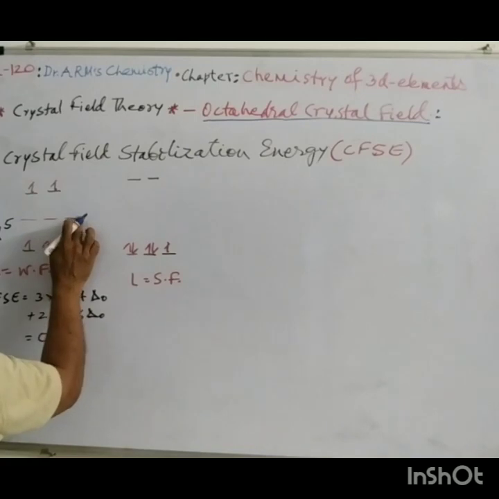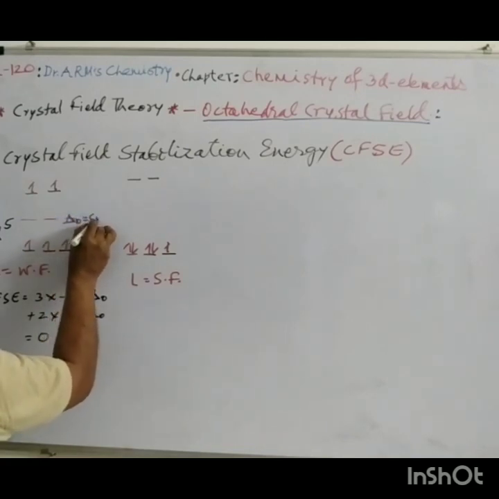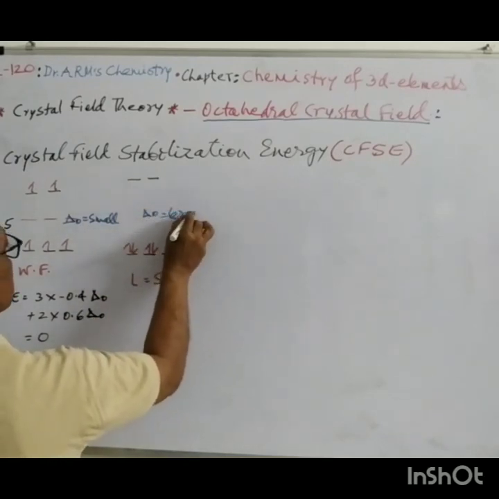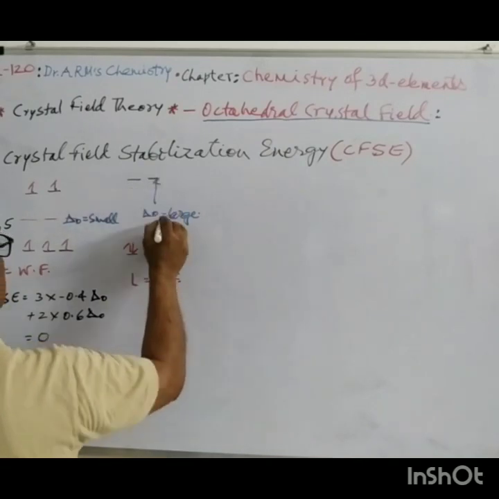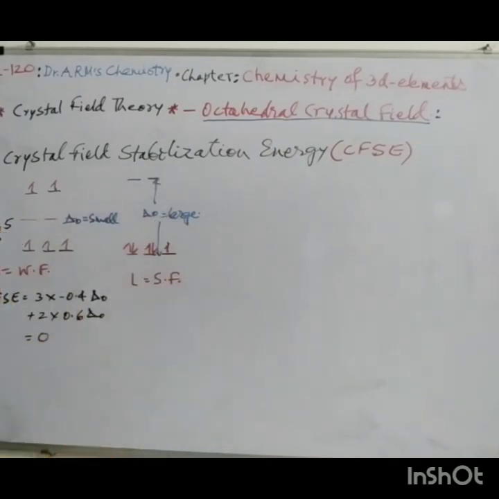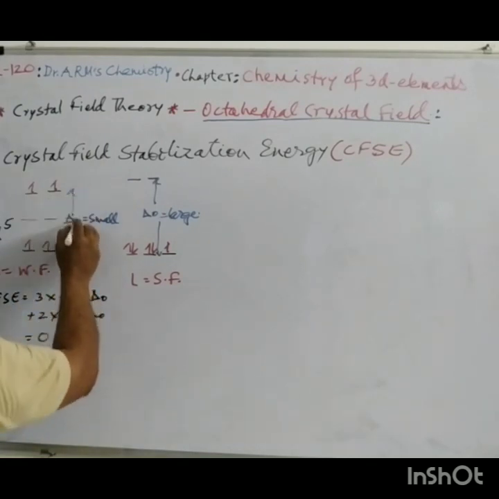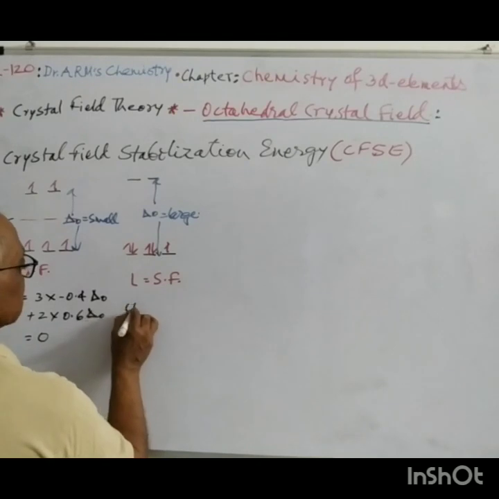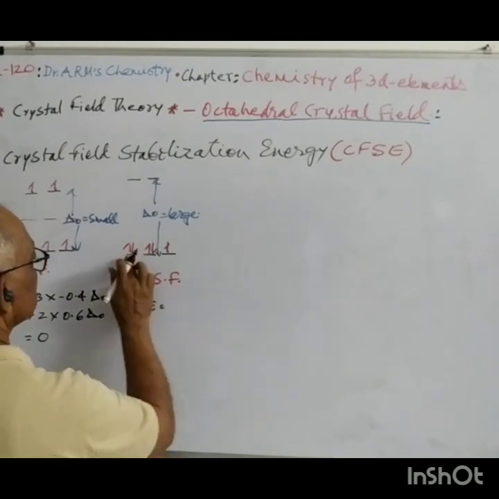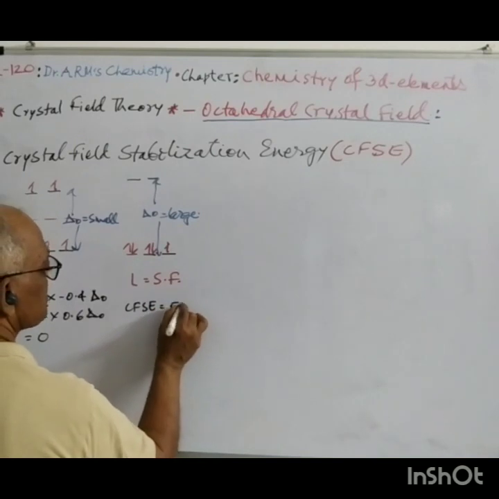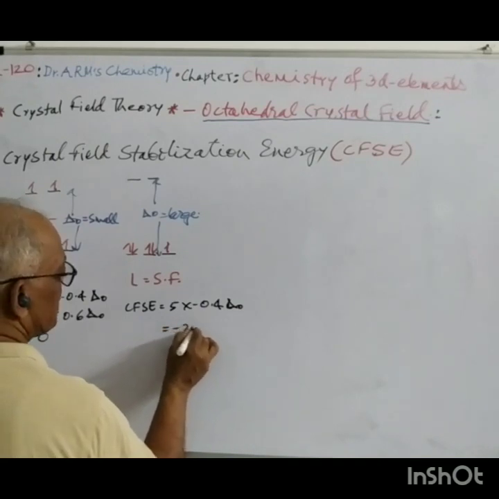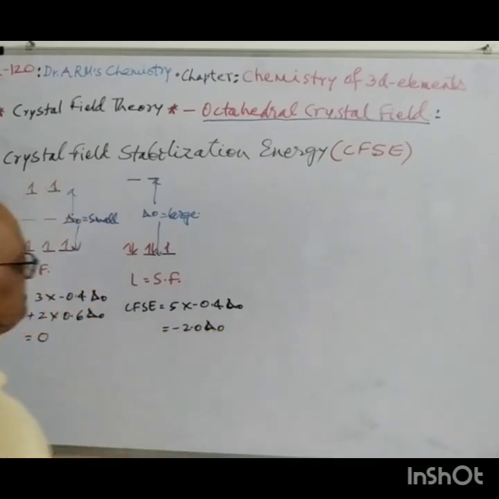Here delta O is small, and here delta O is large. This energy difference is large, and this energy difference is small. So in that case, we can have the CFSE. CFSE is equal to 5 electrons into minus 0.4 delta O. So it gives minus 2.0 delta O.